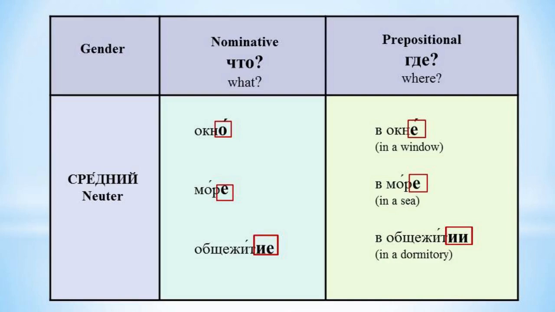Okay. And one more example of a neuter noun, общежитие. You can see that this word ends with two letters, «ие». It is also a little bit tricky, that's why be really attentive about it, because you can see that we remove these two letters and we place another letter, «и», like общежитие, в общежитии. So be really attentive about these nouns.